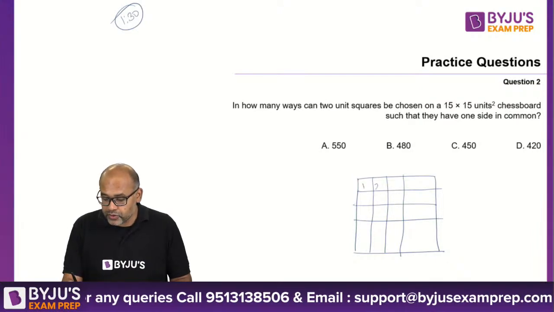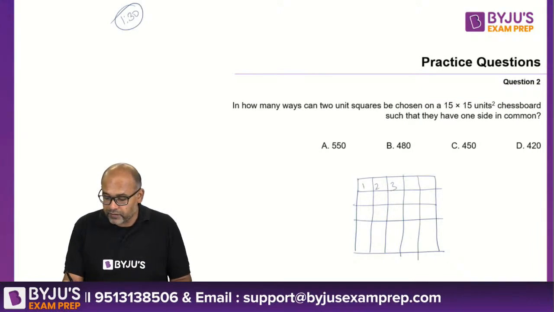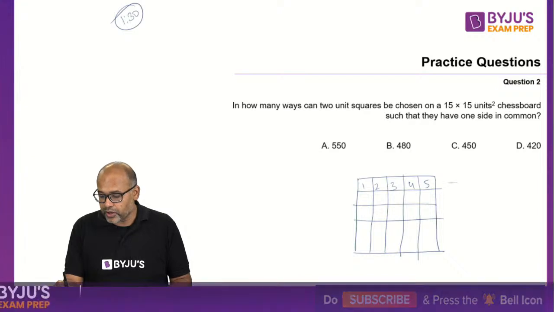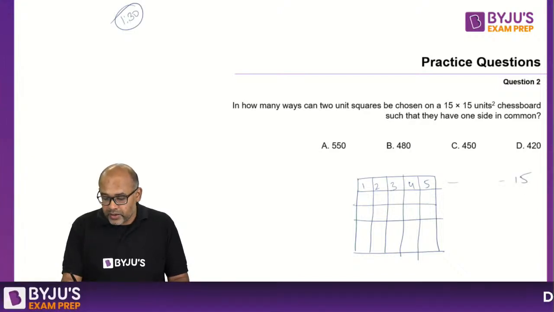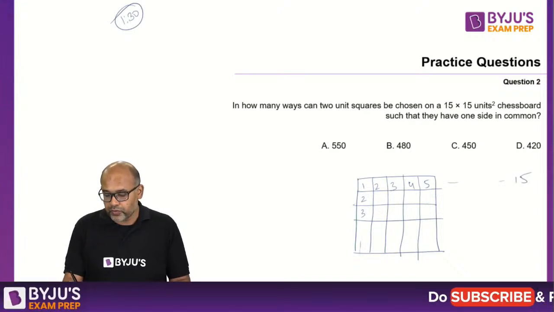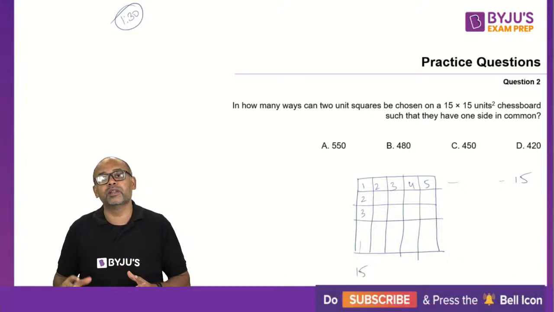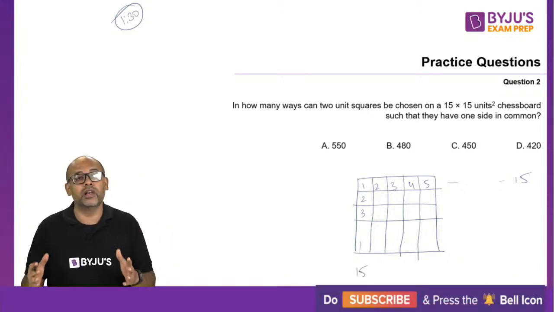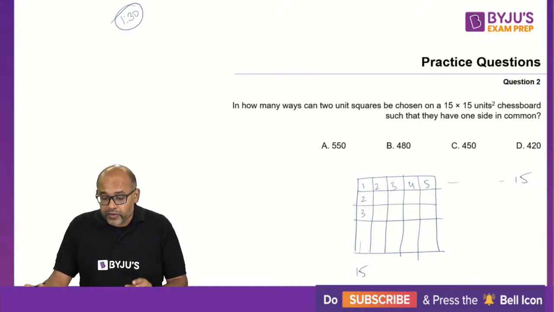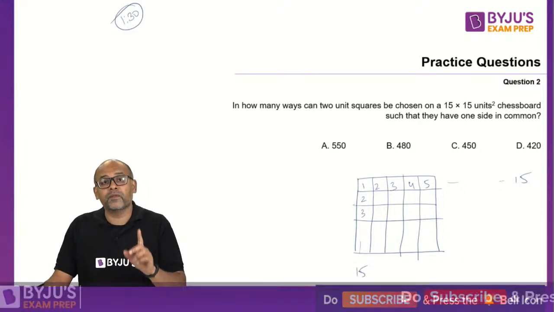So 1, 2, 3, let me put 4 and 5, and so on up to 15. Similarly, you have 1, 2, 3, and so on and so forth, up to 15. So that's the chessboard. You have a long, large one. Now, you are choosing only 1 by 1 unit.